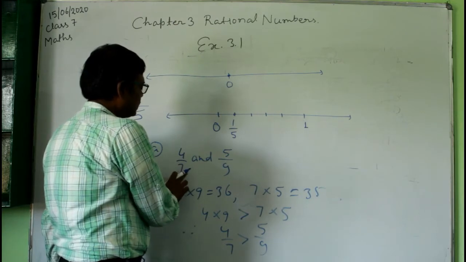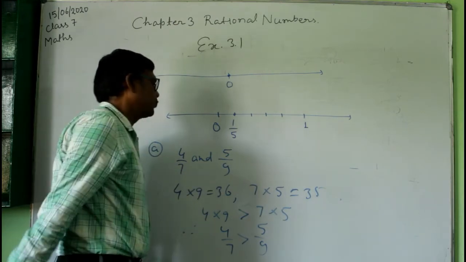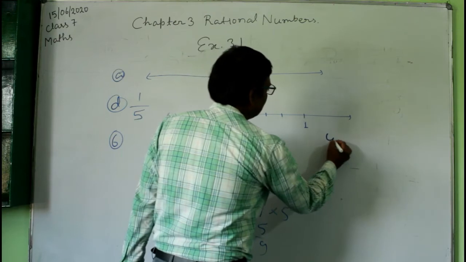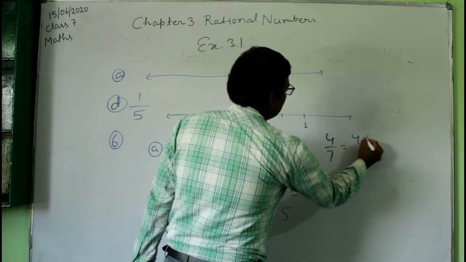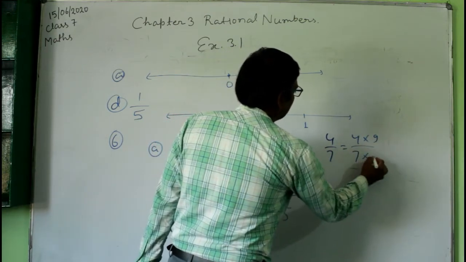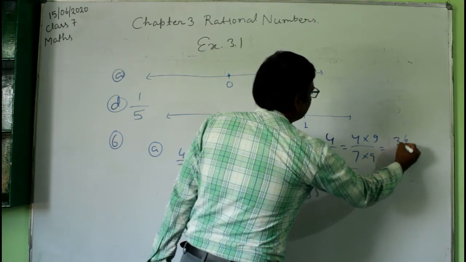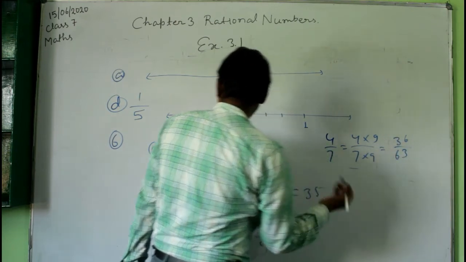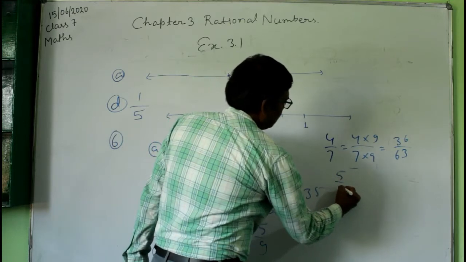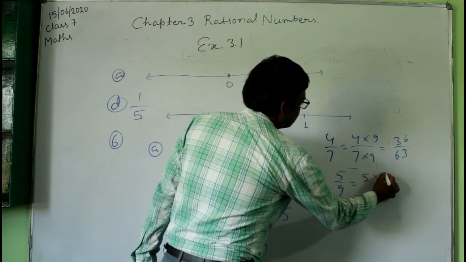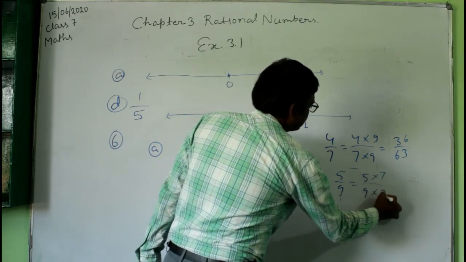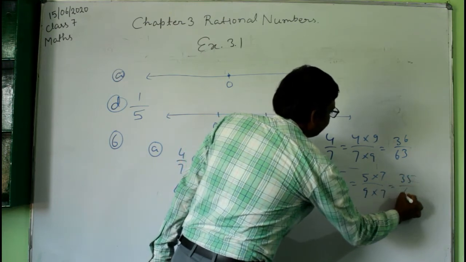Then the LCM of 7 and 9 is what? 63. Then you will write 4 by 7 as 4 into 9 by 7 into 9. So it is 36 by 63. And the next number is 5 by 9. So this will be written as 5 into 7 by 9 into 7. That is 35 by 63.